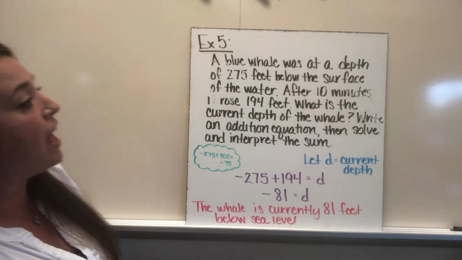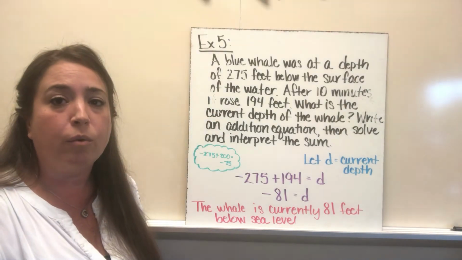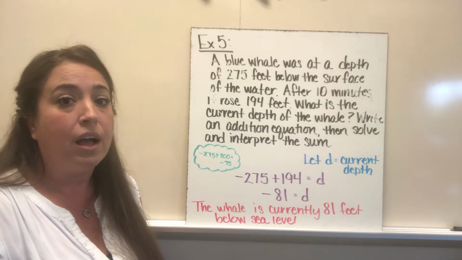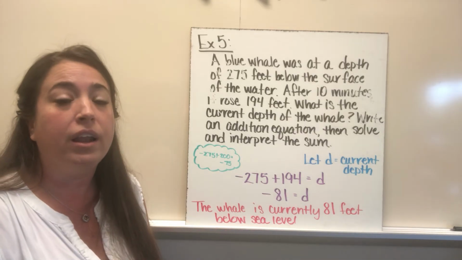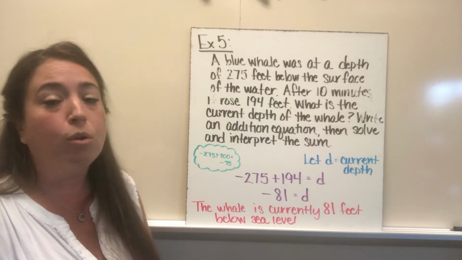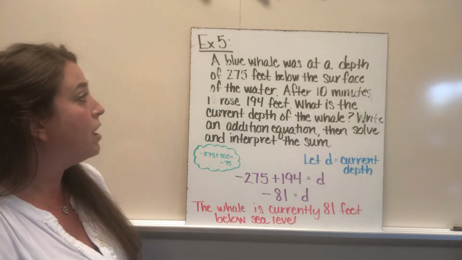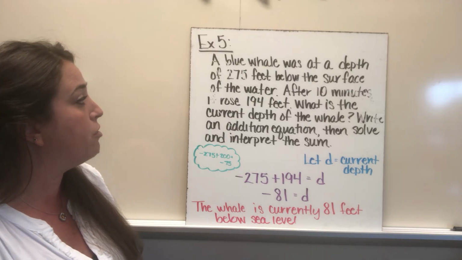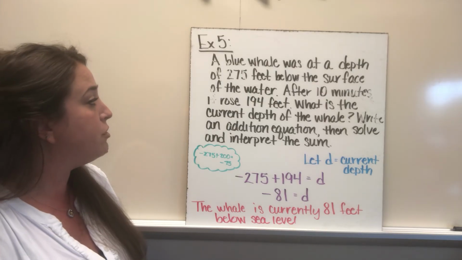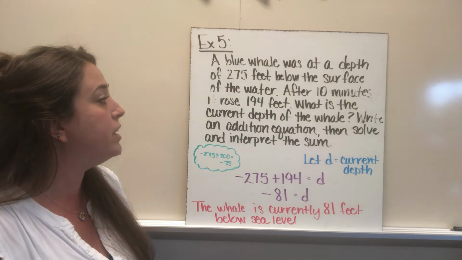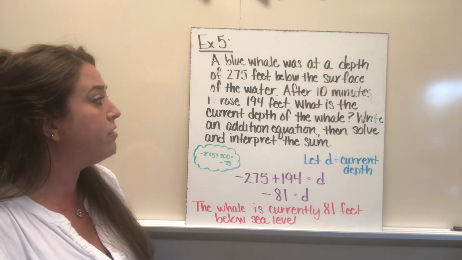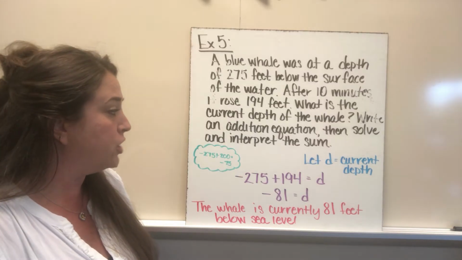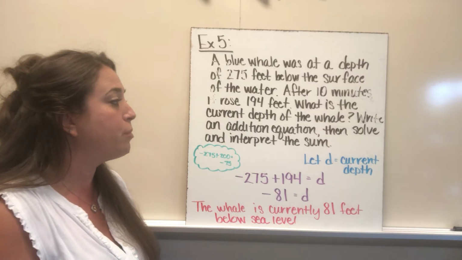So example 5. Now we're going to take all that we've learned in both 2.1 and 2.2, as well as actually chapter 1, and we're going to apply that to a word problem. A blue whale was at a depth of 275 feet below the surface of the water. After 10 minutes, it rose 194 feet. What is the current depth of the whale? Write an addition equation, then solve and interpret the sum.